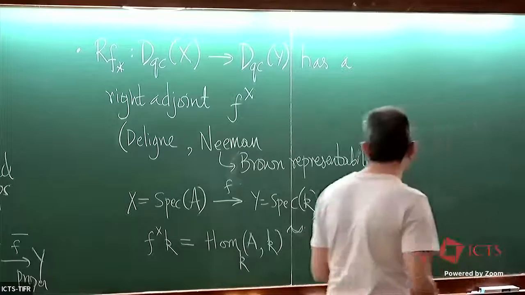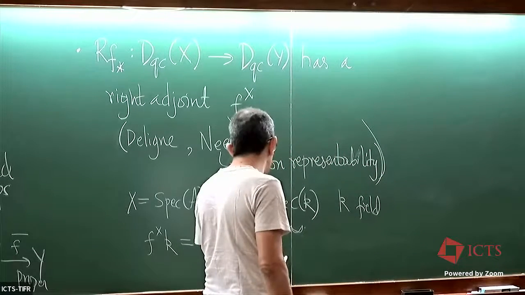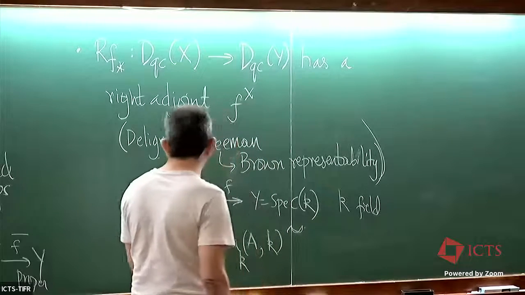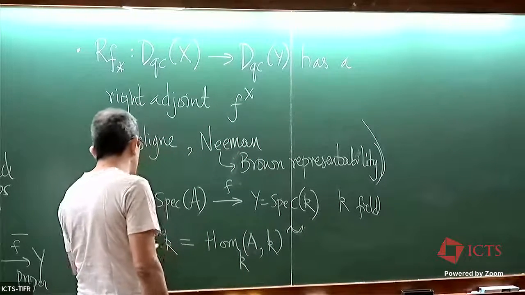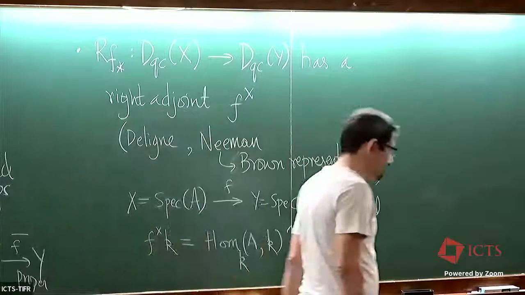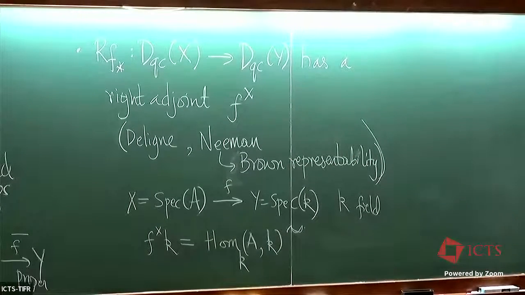If K is not a field, you may have to use some... Then it depends. I mean, you'll have to use an injective resolution. You'll have to replace this object by an injective resolution, and then for each injective again, you can do the same construction. And so in the affine case, you can actually explicitly write down what it looks like.